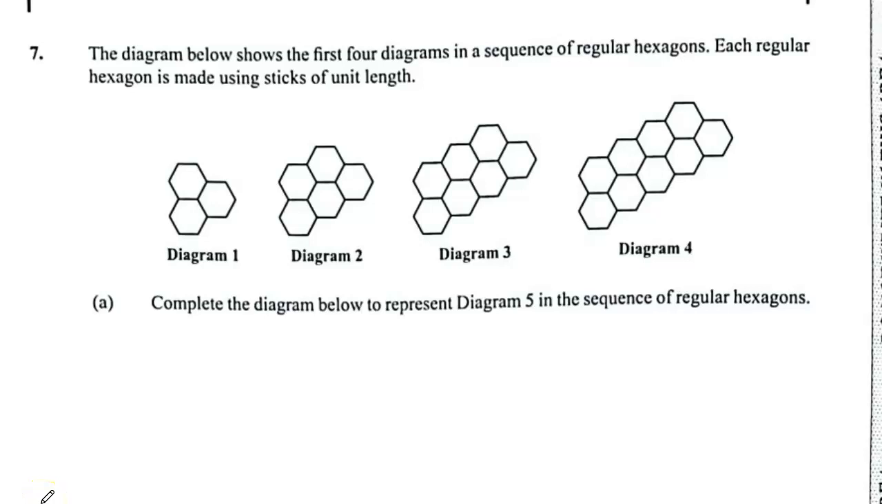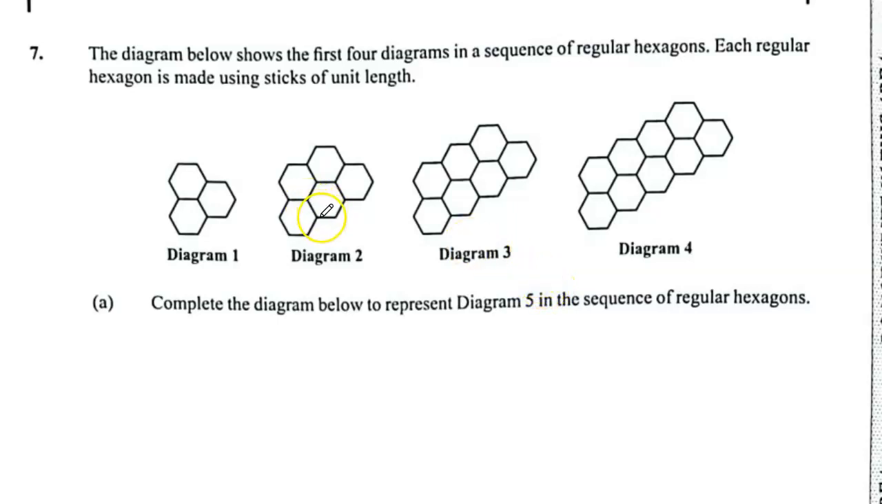Question 7. The diagram below shows the first 4 diagrams in a sequence of regular hexagons. Each regular hexagon is made using sticks of unit length. So we have diagram 1, 2, 3, and 4. Complete the diagram below to represent diagram 5 in the sequence of regular hexagons.